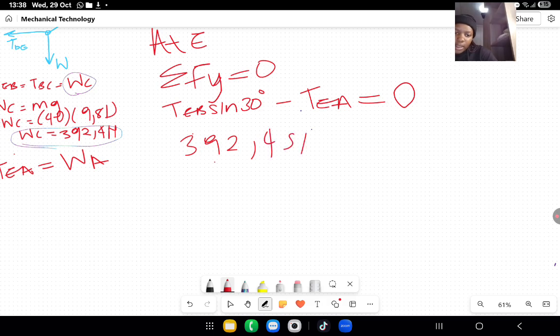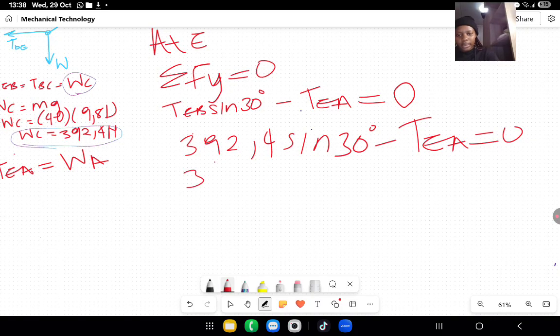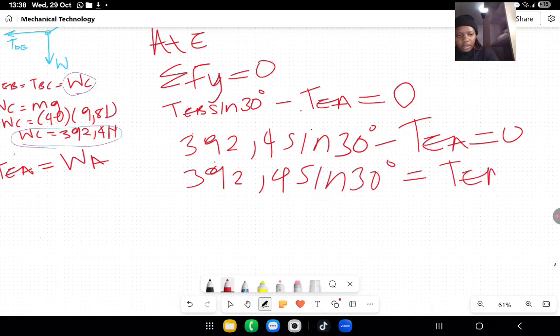So 392.4 sine of 30 degrees minus TEA equals 0. So we will have 392.4 sine of 30 degrees equals TEA. Therefore, our TEA equals 392.4 sine of 30 degrees, which is 196.2 N.